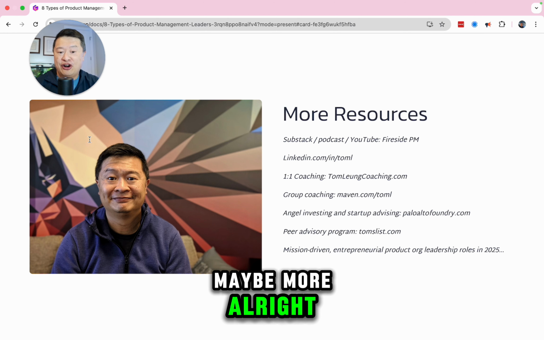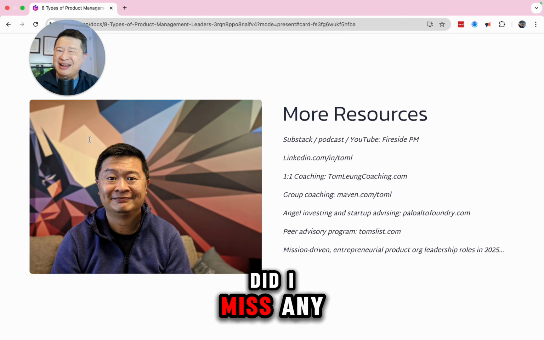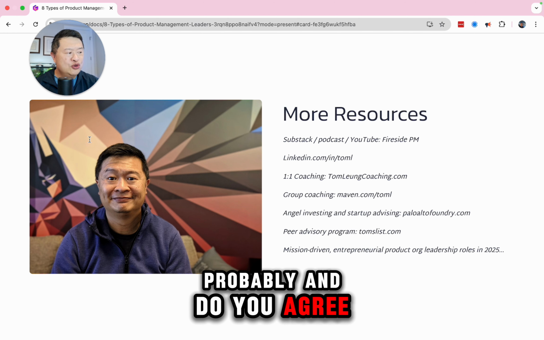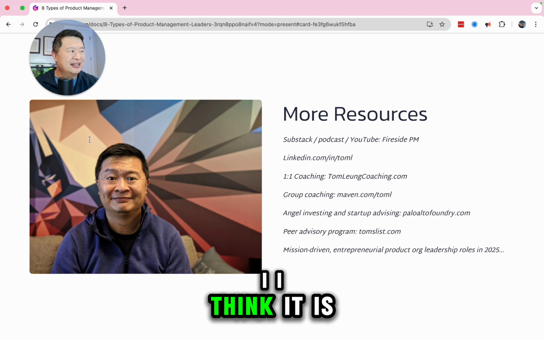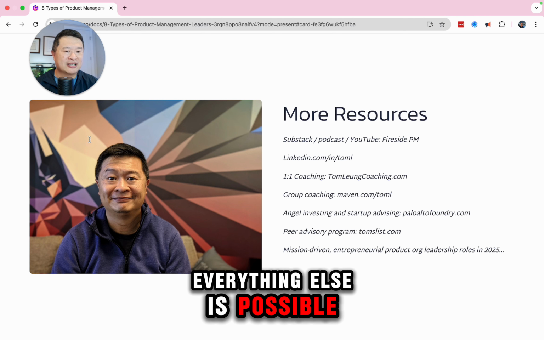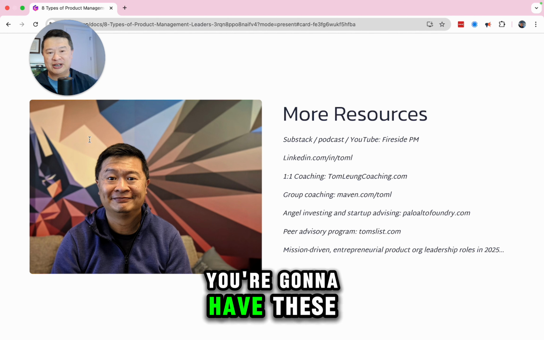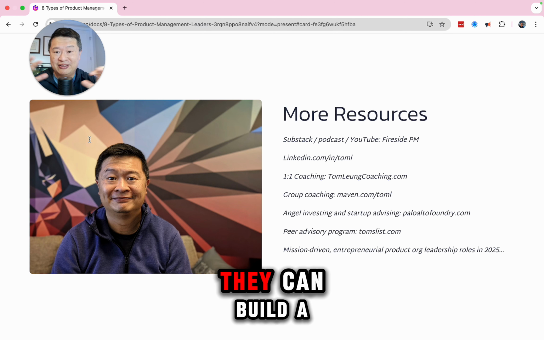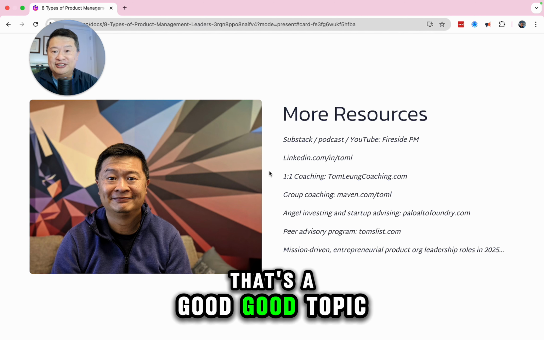All right, with that, let me know in the comments what you thought of these archetypes. Did I miss any? Was there a ninth that I forgot? Probably. And do you agree with me that the most important one is that team builder? I think it is. I think if you get that right team builder, everything else is possible, whereas if you just have one of the others, you're going to have these weak spots. But by definition, that team builder can build a portfolio of other product leads under them. That's a good topic for discussion.